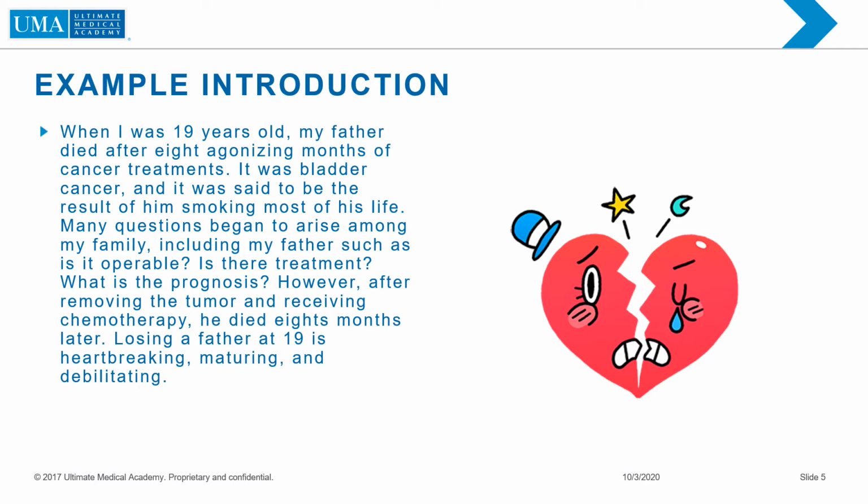So it says, when I was 19 years old, my father died after 8 agonizing months of cancer treatments. It was bladder cancer, and it was said to be the result of him smoking most of his life. Many questions began to arise among my family, including my father, such as, is it operable? Is there treatment? What is the prognosis? However, after removing the tumor and receiving chemotherapy, he died 8 months later. Losing a father at 19 is heartbreaking, maturing, and debilitating.